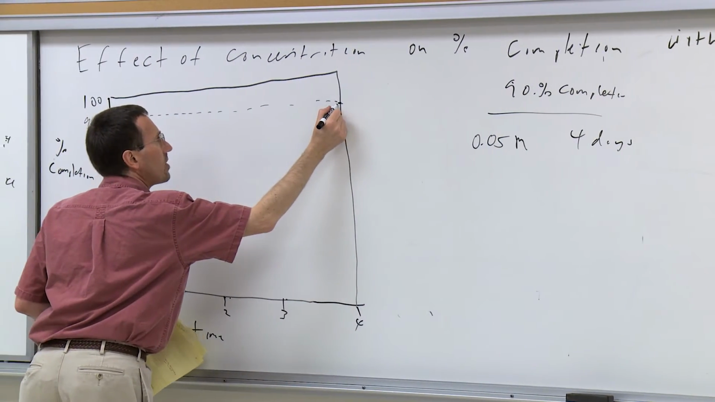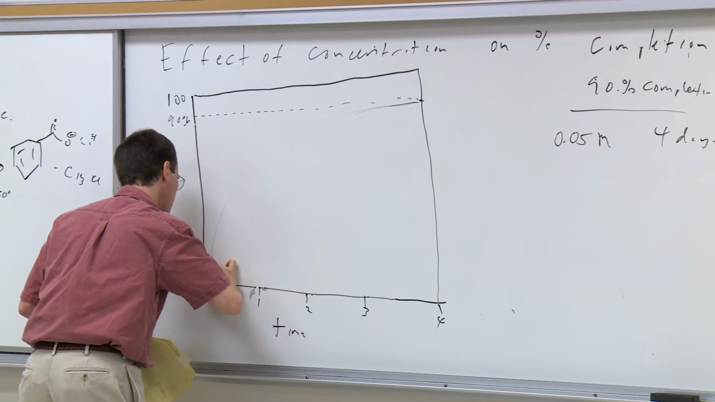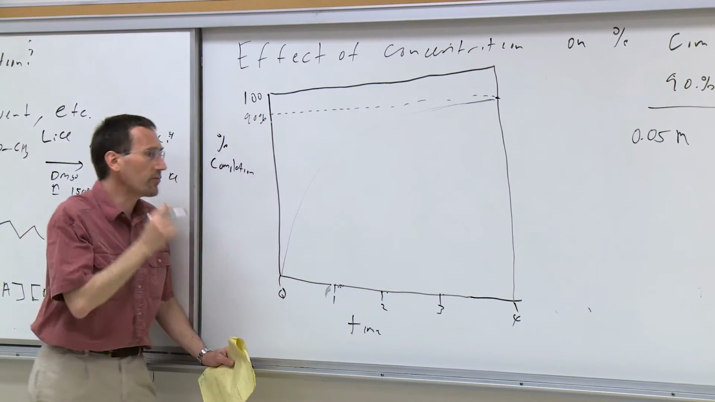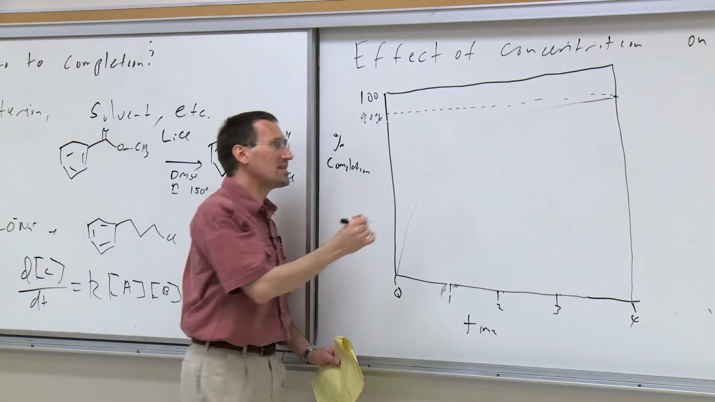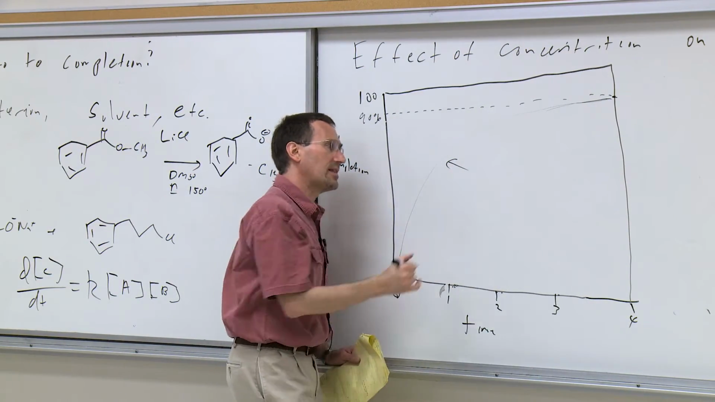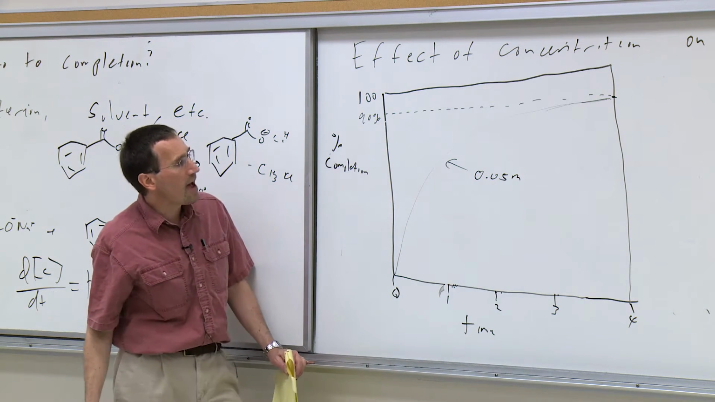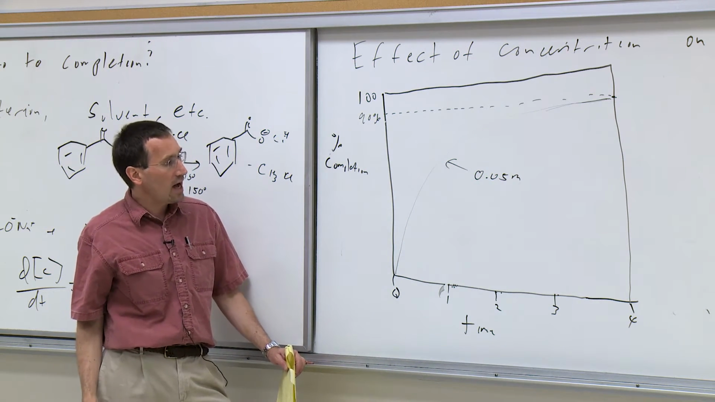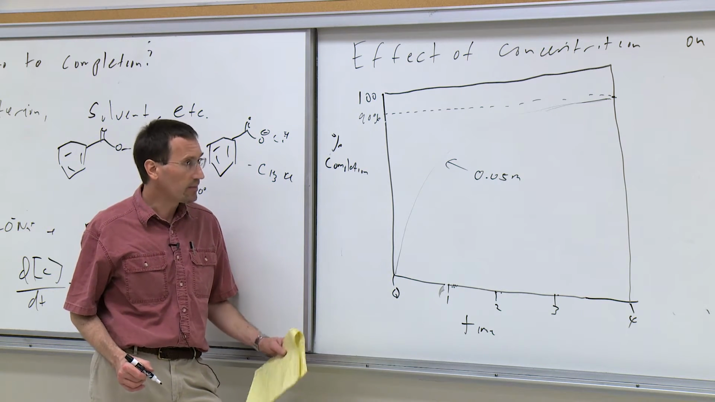And I'll try to draw a curve. In just a moment, Stan will pass out a handout that actually has the calculations done. But I want us to draw a curve about like this, where at 0.05 molar, it takes us about 4 days, or 4 time units, to go 90% to completion.